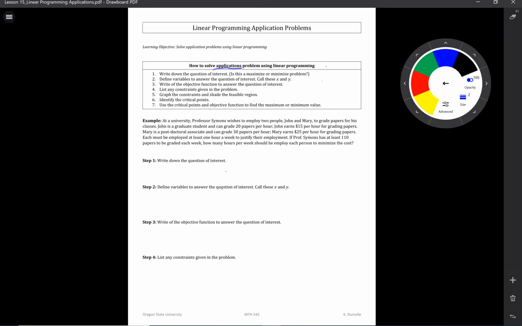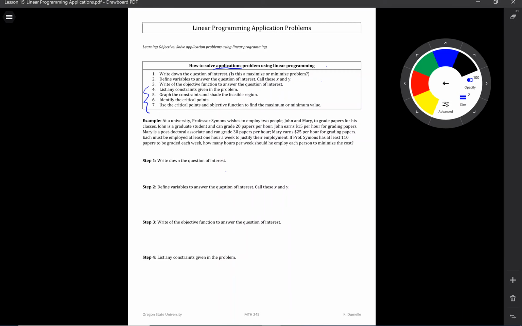We first write down our question of interest. Is this a maximization problem or a minimization problem? Then I define my variables to answer my question of interest. For the sake of simplicity, we call these x and y. Then I write down the objective function to answer our question of interest. I list any constraints given in the problem, and then from there we're golden, because we just graph the constraints, shade the feasible region, identify the critical points, and then use our critical points and objective function to find our max or min. All of these last four steps we did in lesson 14.